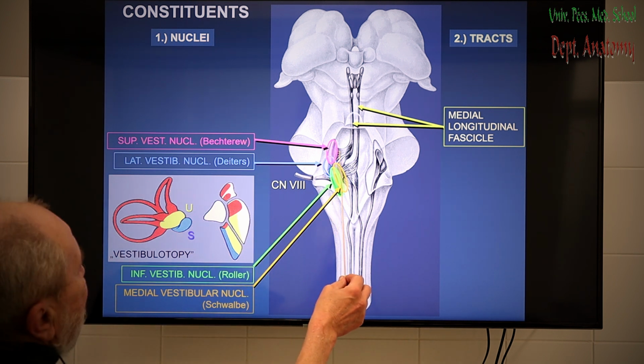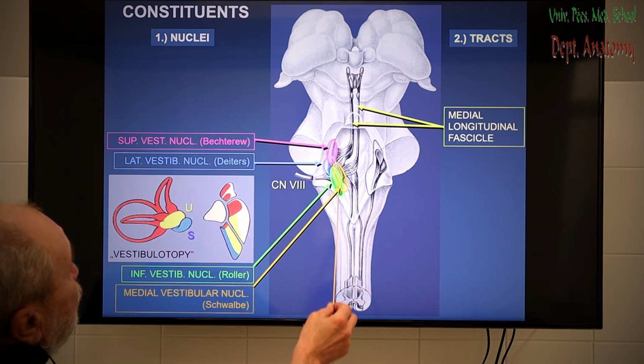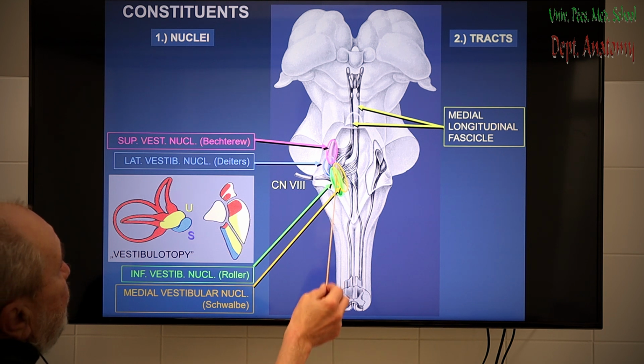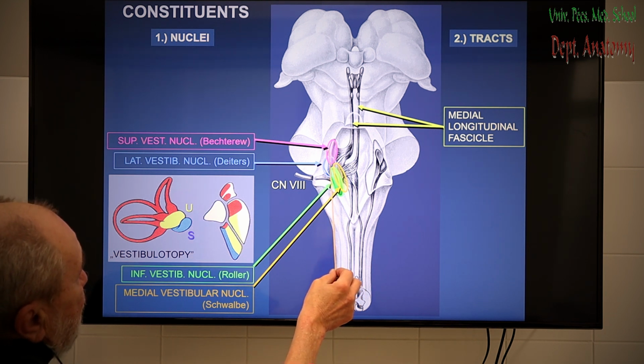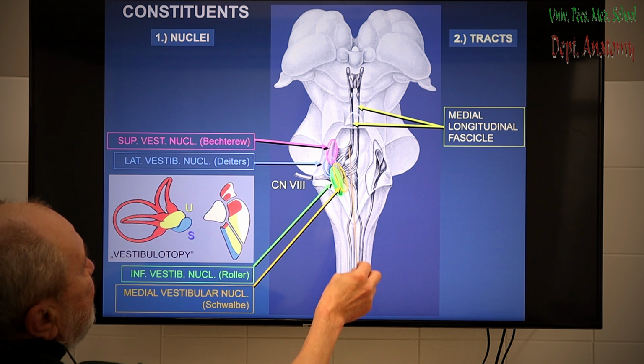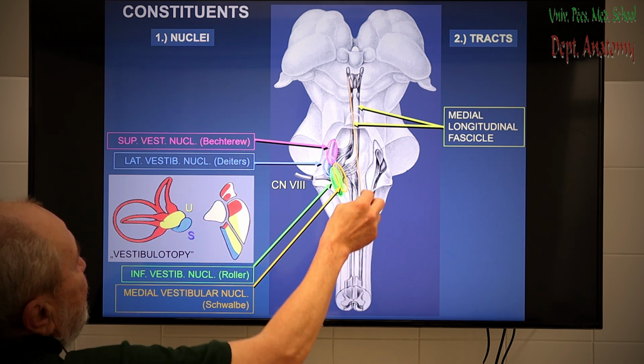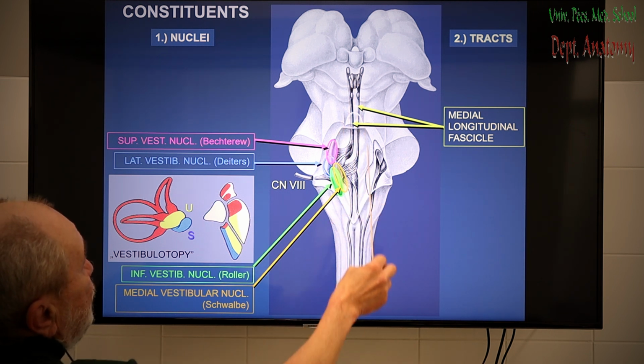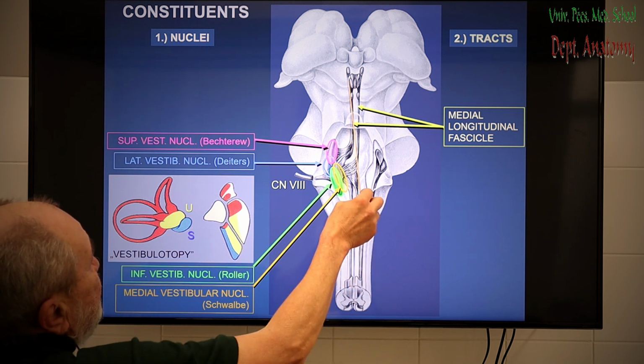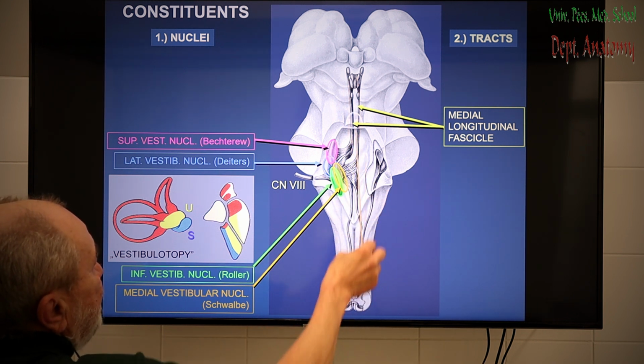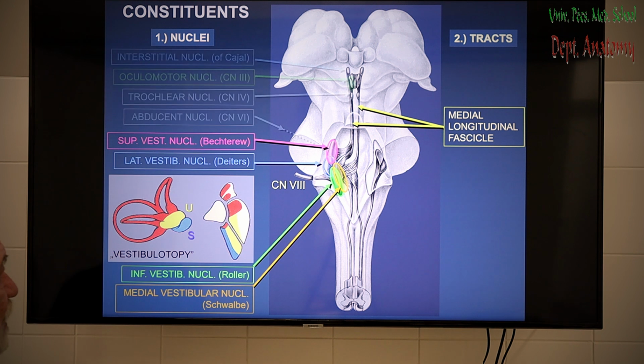Second order neurons, or axons of second order neurons sitting in these vestibular nuclei, give rise to axons which either ascend within one of the medial longitudinal fascicles, so either ipsilaterally or contralaterally they use the medial longitudinal fascicle.